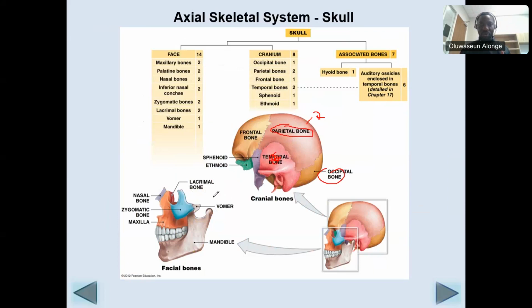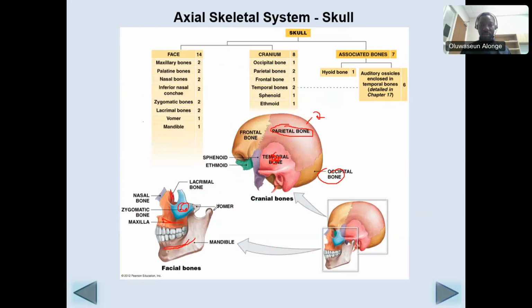For the facial bones, you have the maxillary bone. The maxilla is the bone right here that makes the upper jaw. Then you have the mandible, which makes the lower jaw. Then you have the palatine bones. You have the nasal bone, the bone around the nose. You have the zygomatic bone, which I'll be talking about later. You have the lacrimal. The lacrimal bone is right inside there.